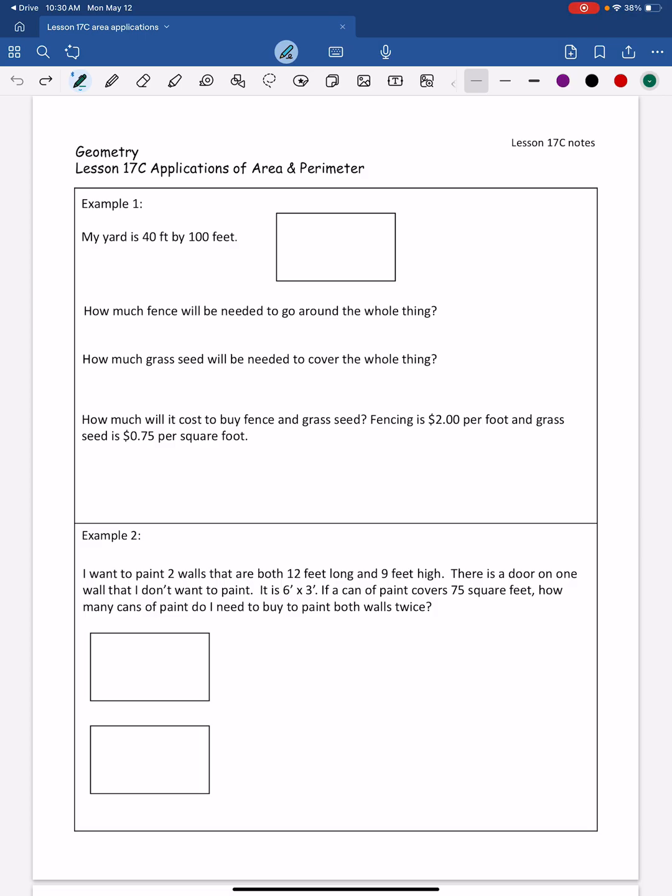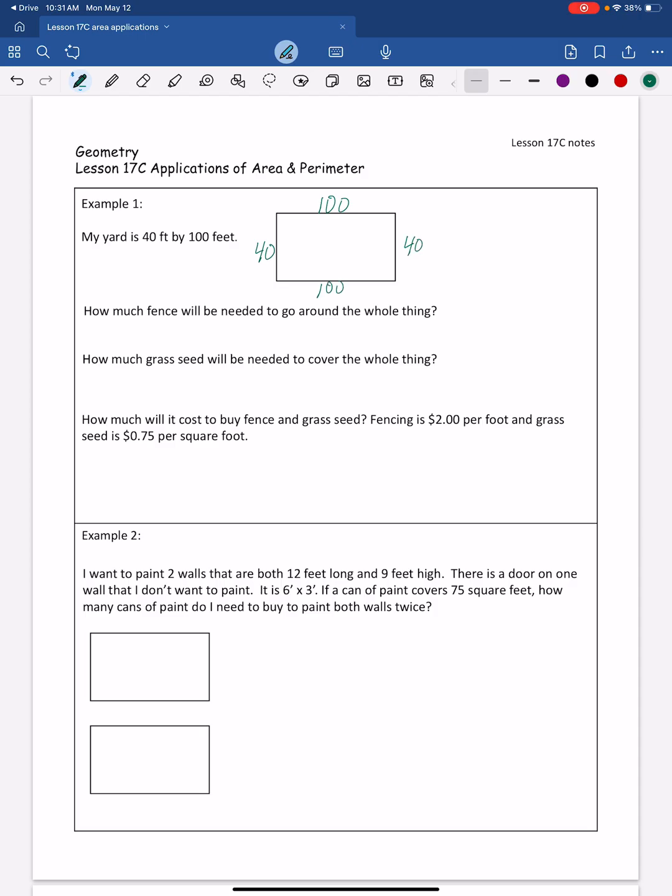So what I'm going to show you here is just some suggestions and strategies of how you can approach these application problems that you're going to do. So let's take a look at example 1 and we'll talk through this a little bit. I have a yard that is 40 feet by 100 feet. You'll notice in the problems that I've given you, I've given you a shape where you can actually do all the marking. So one thing you want to do when you have that information is put it on a picture.